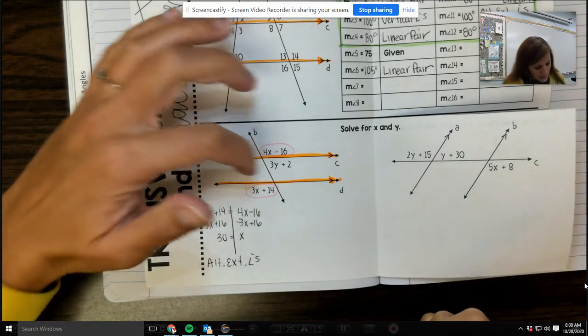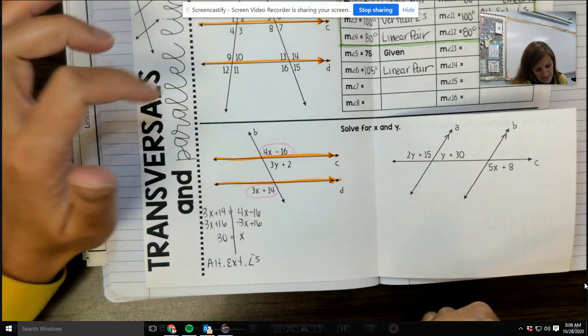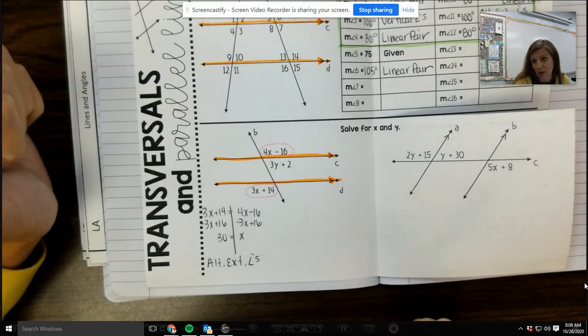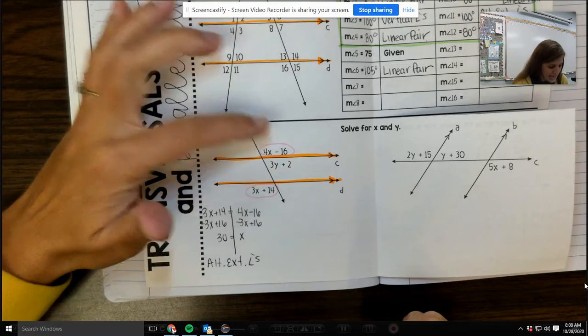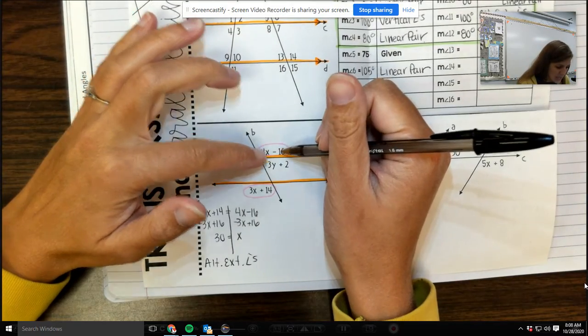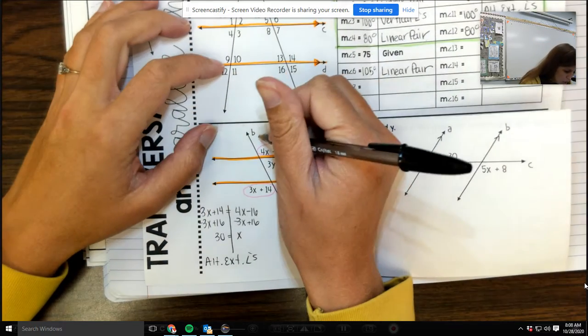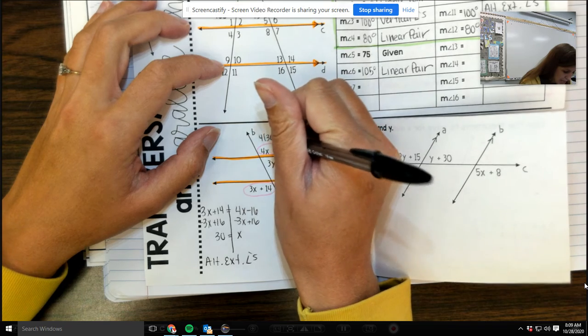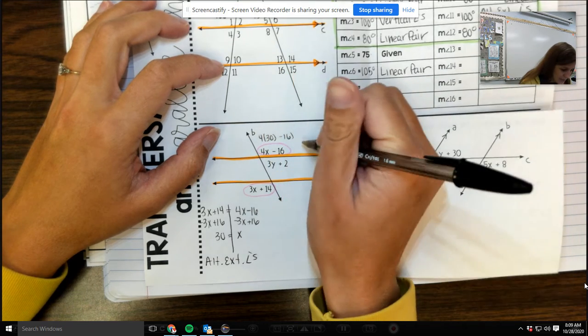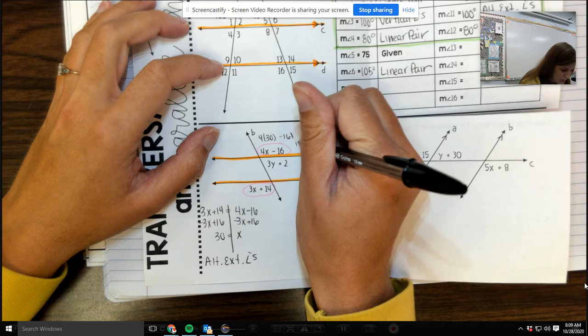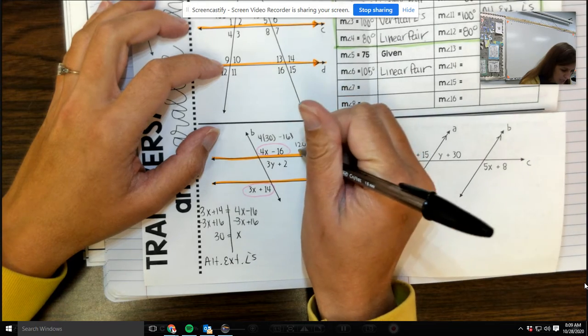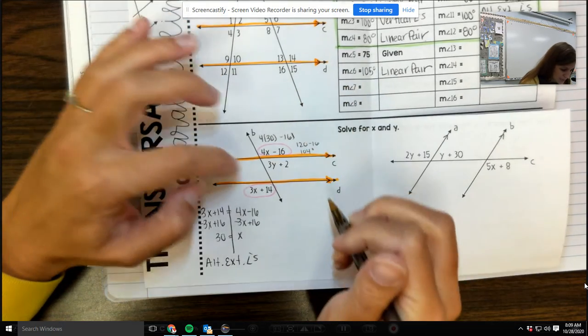Now I also need to solve for y, but again, there was no other y to compare it to, but now that I know x, I can plug that in and figure out how much this was because these were a linear pair. So I can do 4 times 30 minus 16. So that'll be 120 minus 16 for 104 degrees.